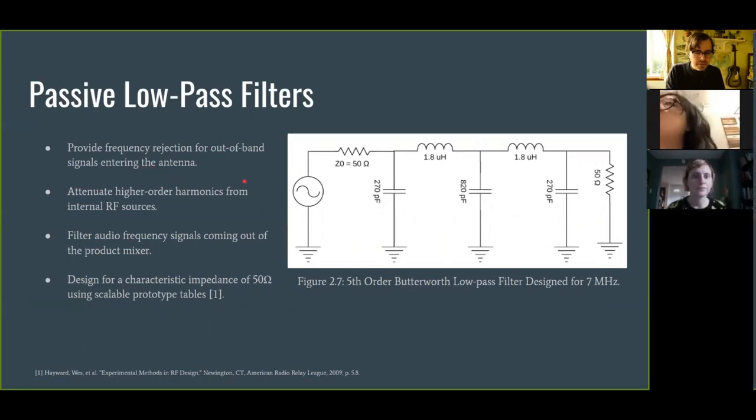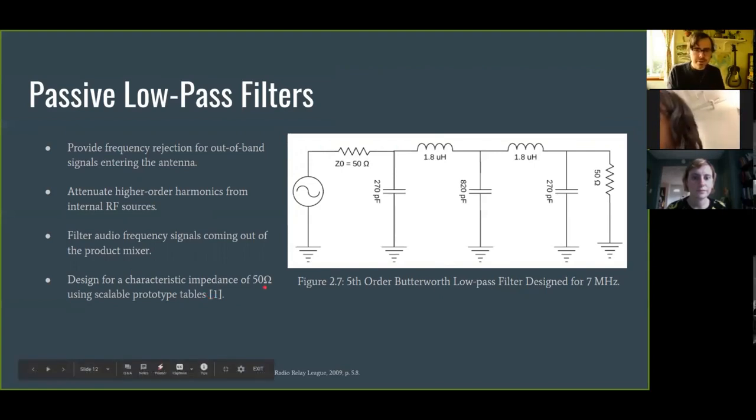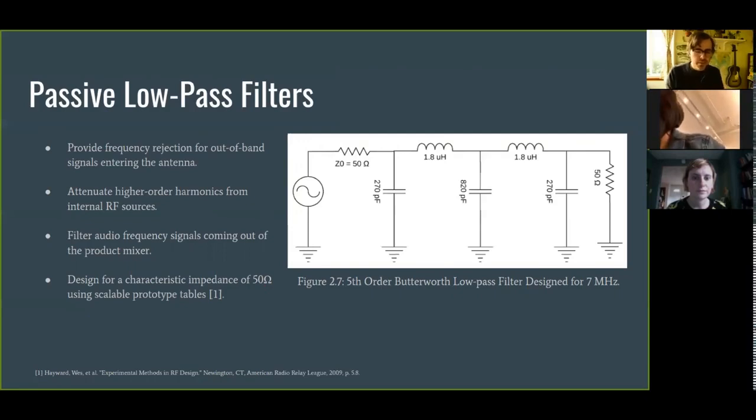So basically, to design these, all I had to do was choose a characteristic impedance of 50 ohms and use these kind of scalable prototypes to achieve the values of capacitors and inductors that I needed at a specific frequency. You can do this for radio, you can do it for audio, and you don't need anything other than some capacitors and some coils of wire to make really, really good filters.